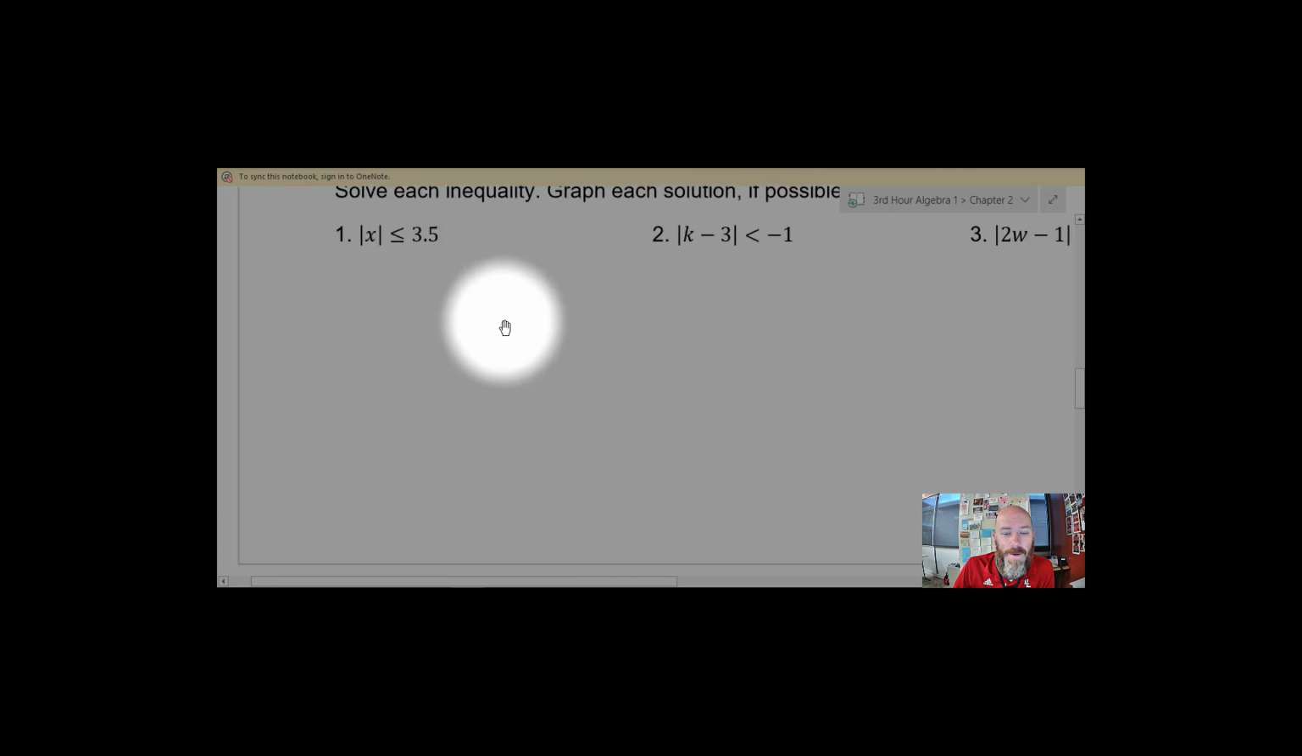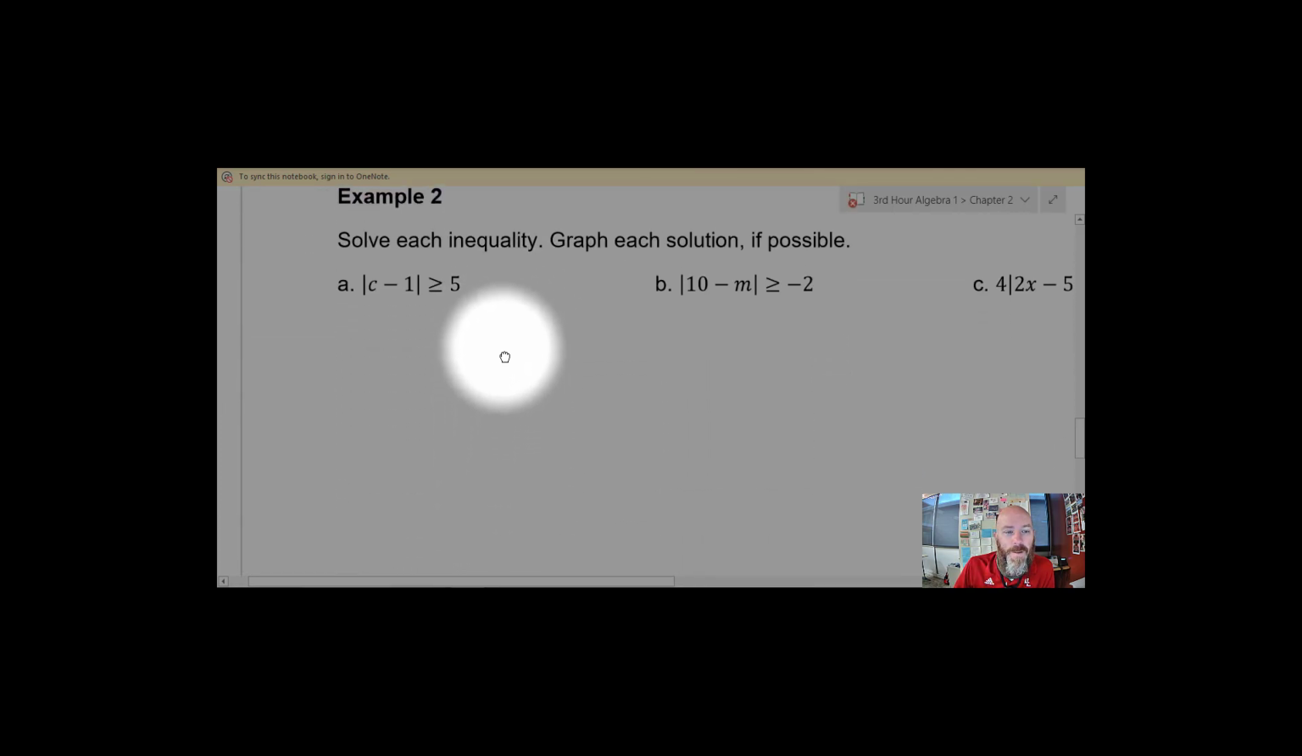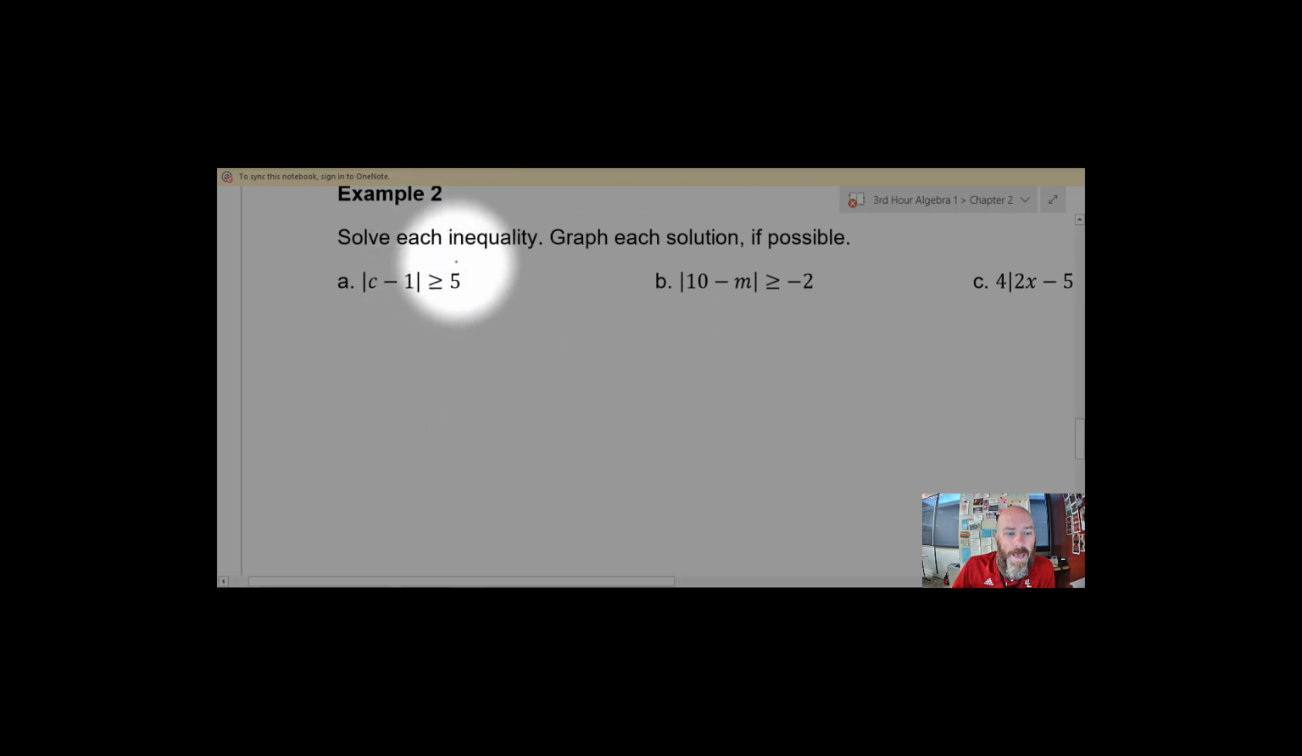Okay, I'm going to skip these on your own and go to example 2a. So now I see a greater than symbol. Greater means greater, or, so we're doing an or statement, so I'm going to write it how I see it, c minus 1 greater than or equal to 5, or c minus 1 less than or equal to negative 5. Don't forget that we have to flip this symbol and then make it a negative number after it.